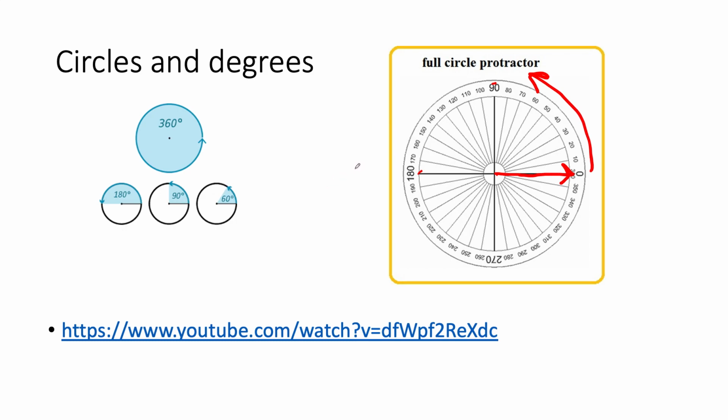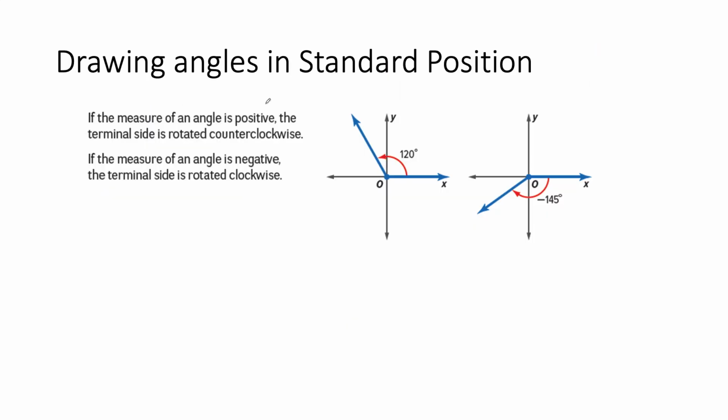This is not new material. We've used degrees before. When we're talking about standard position, if the measure of an angle is positive, then we're going, this is standard position, and this is the initial side. Positive angles rotate counterclockwise. This is called the terminal side. Terminal side is this side. Now if we have a negative angle, we rotate clockwise. So we got counterclockwise for positive. Negative is clockwise. We're coming down this direction.